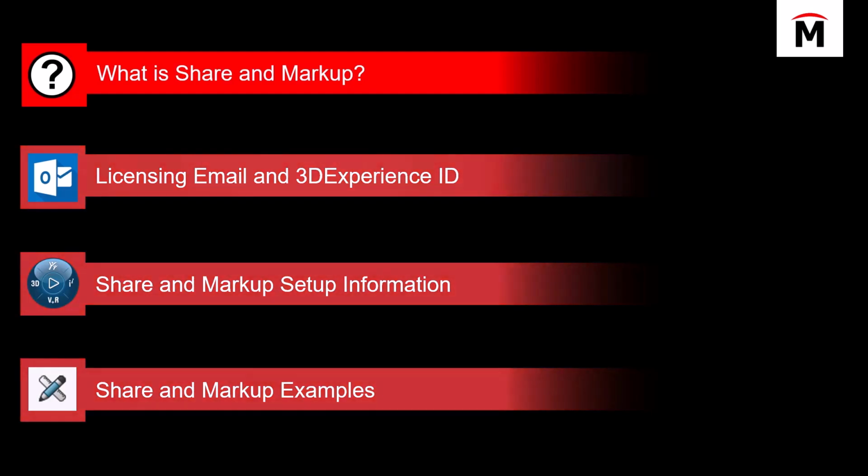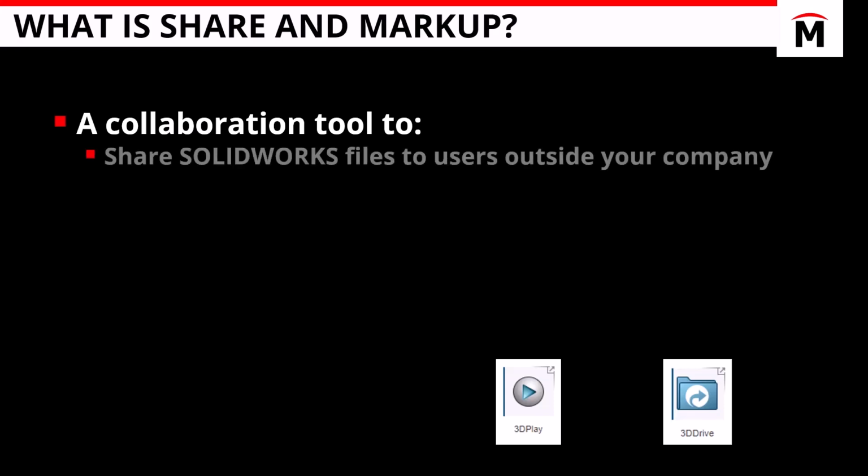Let's start with what is Share and Markup. We have a pretty good idea based on the overview, but let's define this a little bit more. Share and Markup is a collaboration tool that's powered by the 3D Experience platform. This will allow you to share SOLIDWORKS files to users inside or outside of your company. What's really important to know about this is if you do send a link to someone outside of your company, they do not need a license in order to access the file. That was one of the very big enhancements with the Share and Markup is now we can collaborate with anyone.